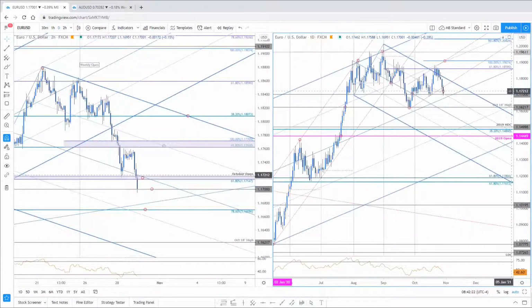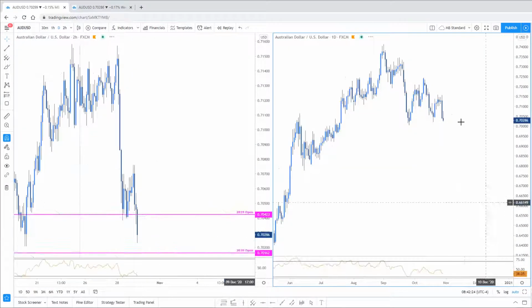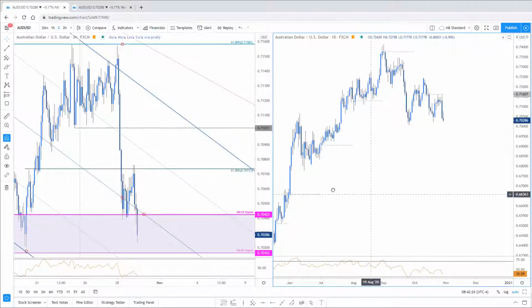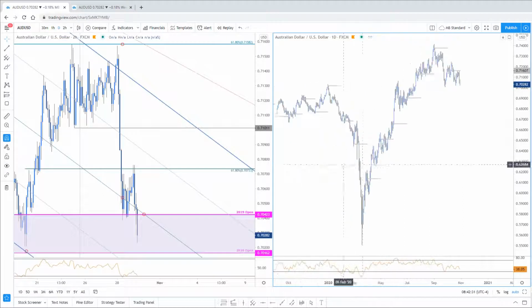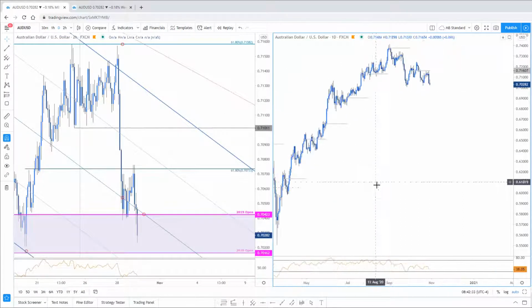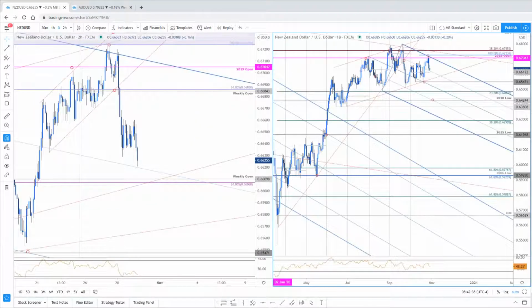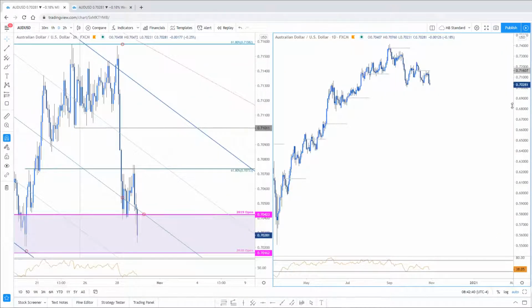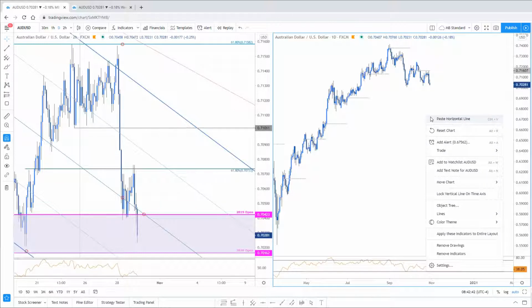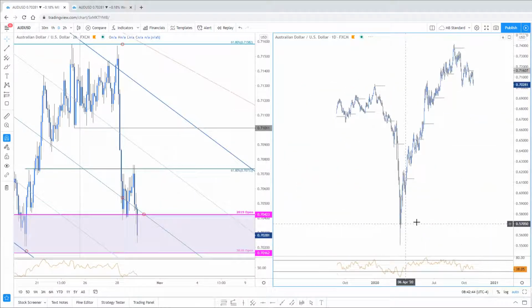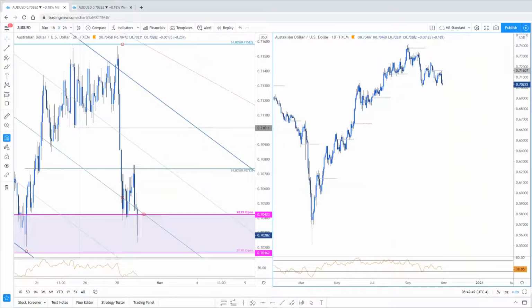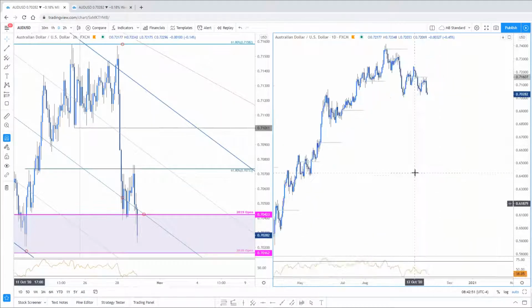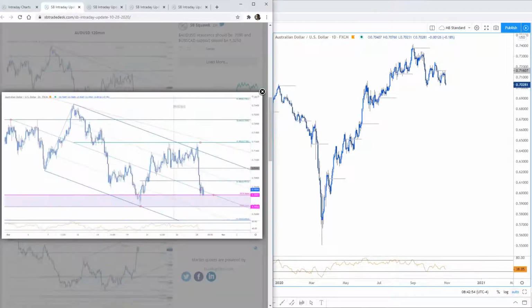Here's what it looks like on the daily chart. Well, that's weird. For some reason, all my Aussie daily analysis is gone. Okay, that's odd. We'll revisit that. I'll redress that chart for you.